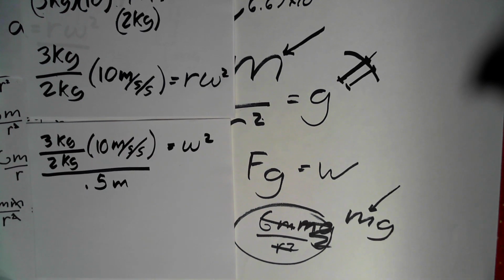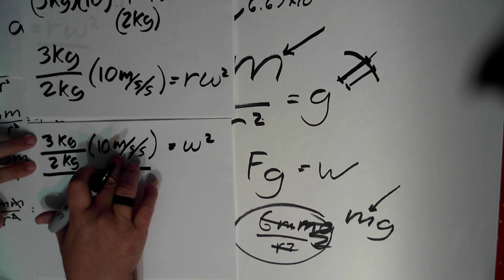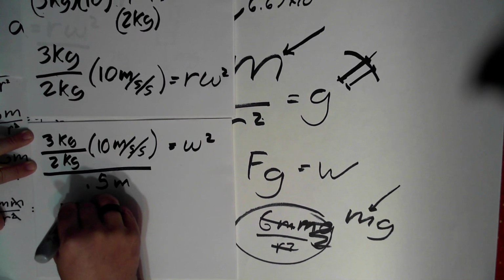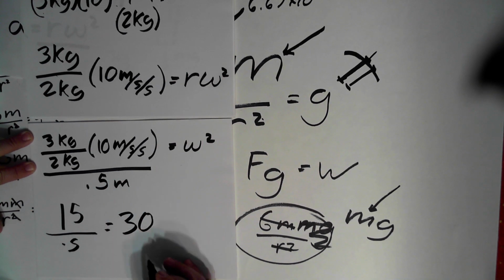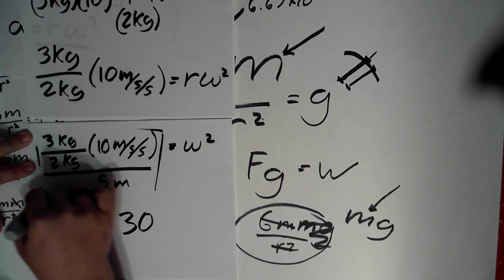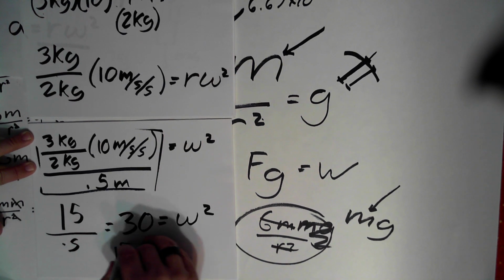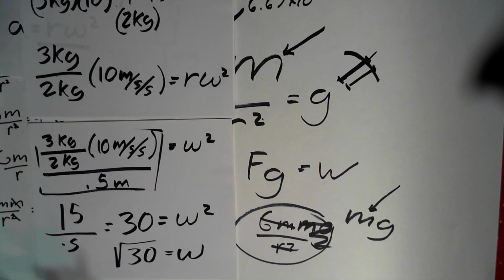Now, I'm lazy. I don't want to do the rest of this math, but it's actually not that bad. 3 divided by 2 is 1.5, times 10 gives me 15. 15 divided by 0.5 gives me 30. All of this gives me 30 equals omega squared. So the square root of 30 is equal to omega. And that gives me how many radians per second that this object has to spin.